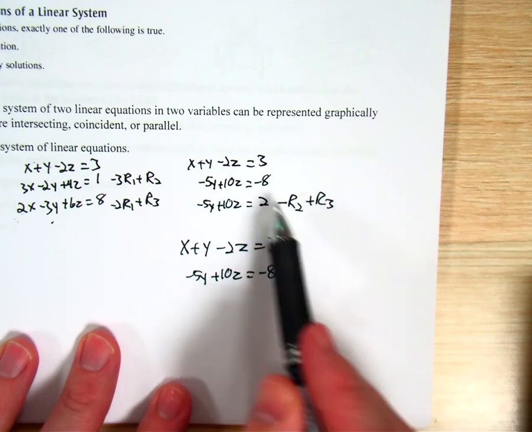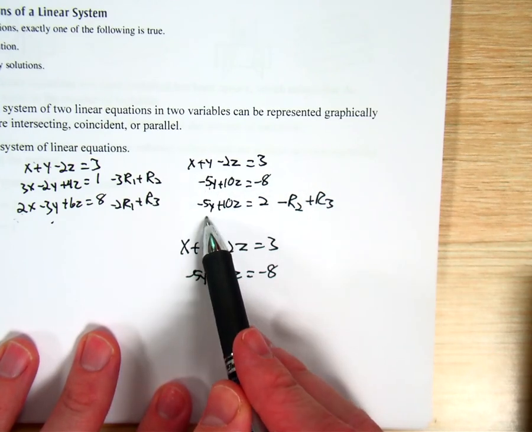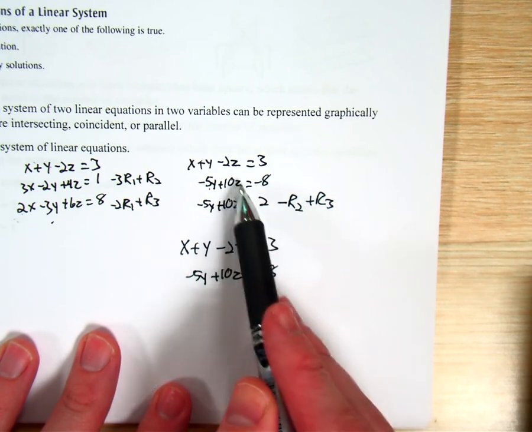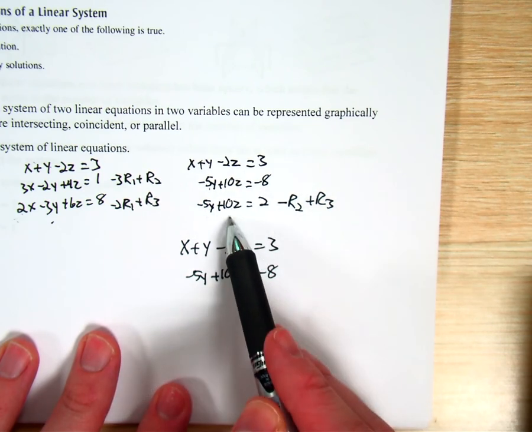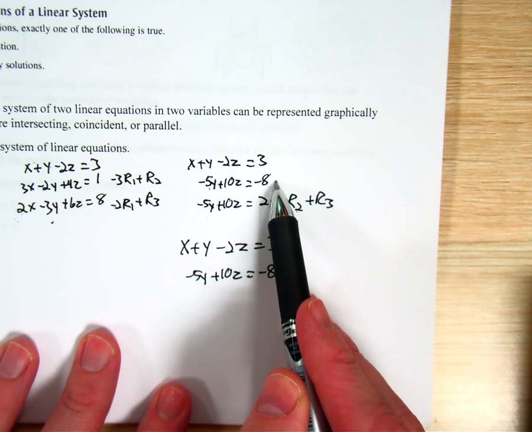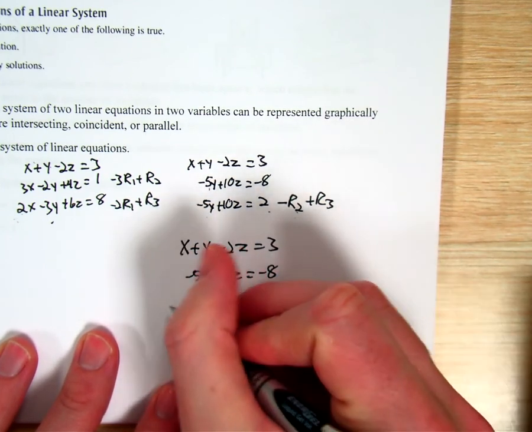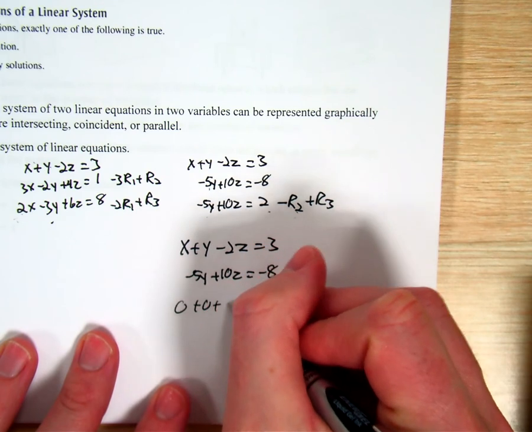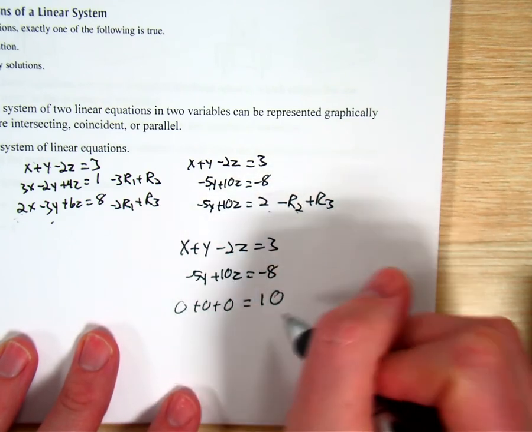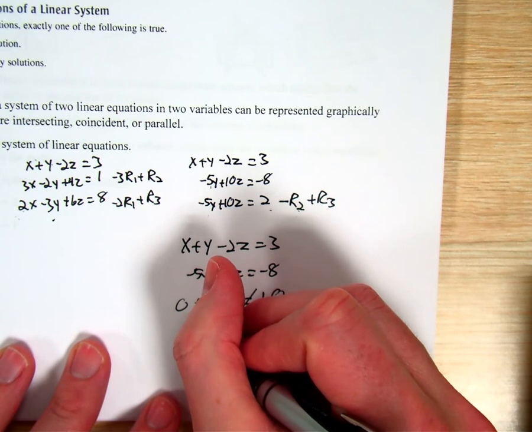Alright, so negative of a negative makes it a positive. We add it there. Cancels. Negative of a 10, add it to 10. Cancels. Negative of a negative is a positive 8. Add 2, we get 10. So we had 0 plus 0 plus 0 equals 10. Not true. No solutions.